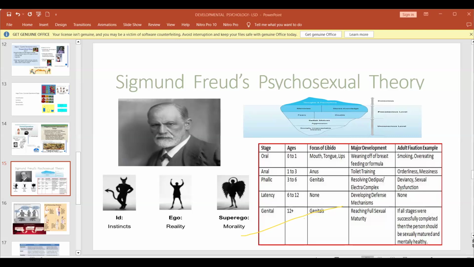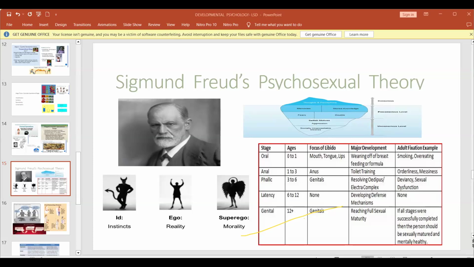Second one is ages. Third, focus of libido, like a body part. I will explain it, okay? Then fourth, major development, life events. Fifth one, adult fixation or behavior deviation. So, we are going to discuss the 5 stages.